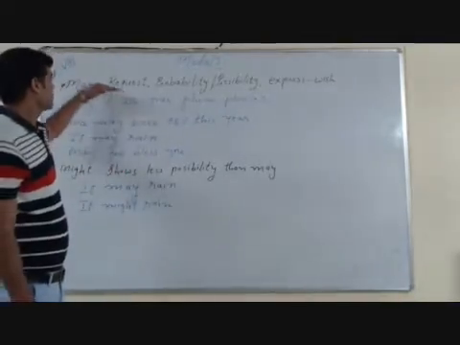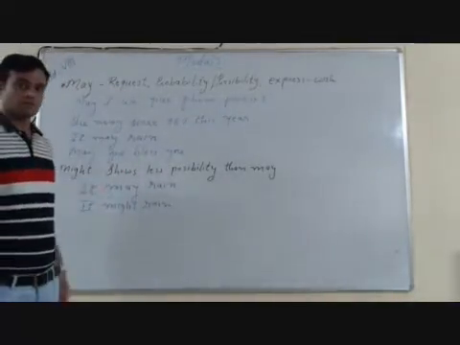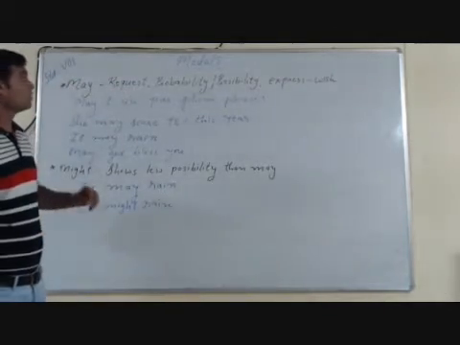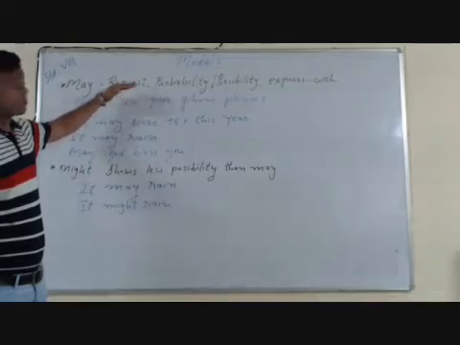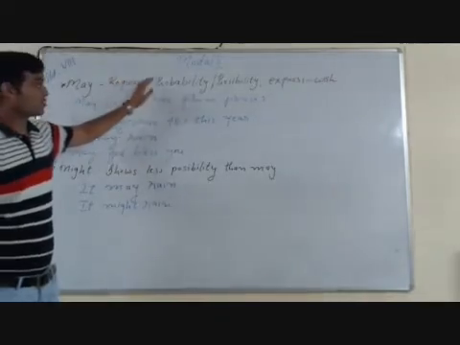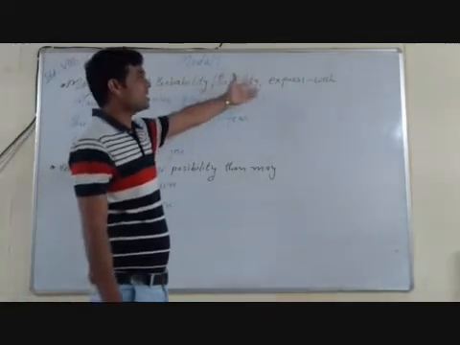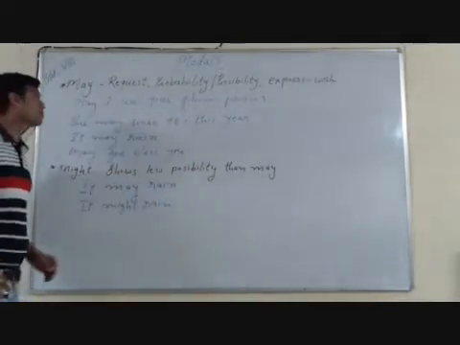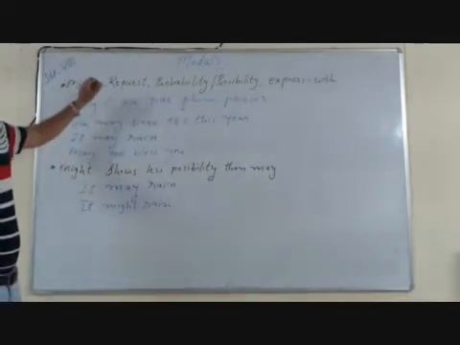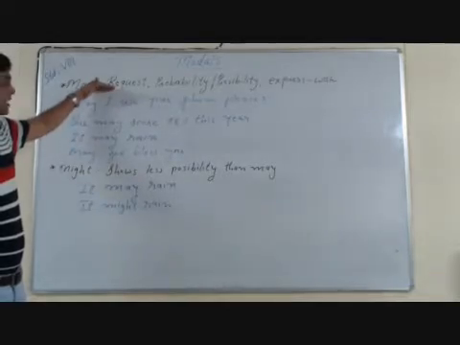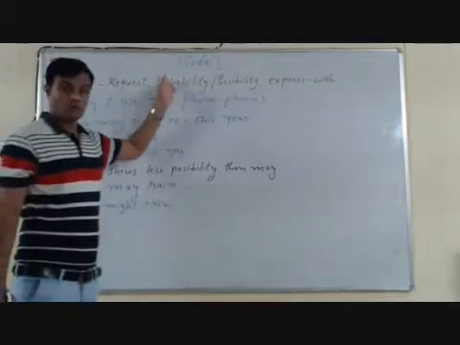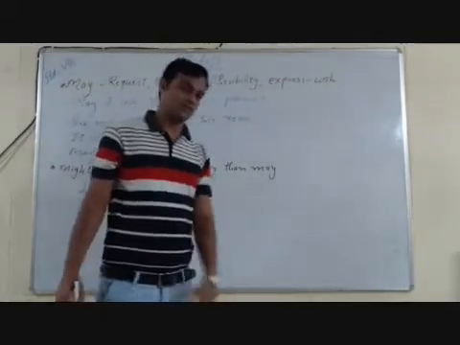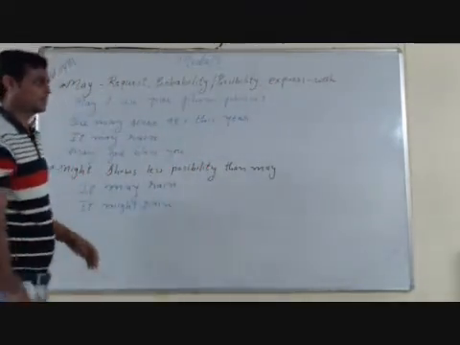We start with may and might. May is a model that is used to express a request, probability, possibility and to express a wish. I repeat, may is used to make a request, for showing probability or possibility, and to express a wish. See the examples.